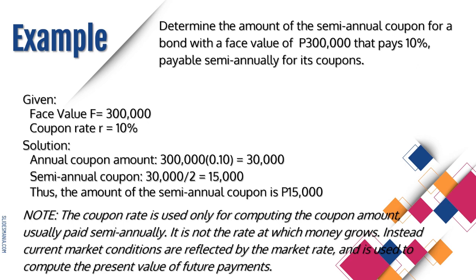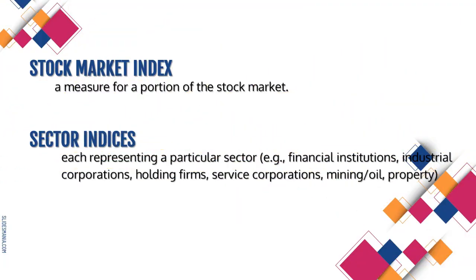Thus, the amount of semi-annual coupon is 15,000 pesos. Take note that the coupon rate is used only for computing the coupon amount, usually paid semi-annually. It is not the rate at which money grows. Instead, current market conditions are reflected by the market rate and it is used to compute the present value of future payments.